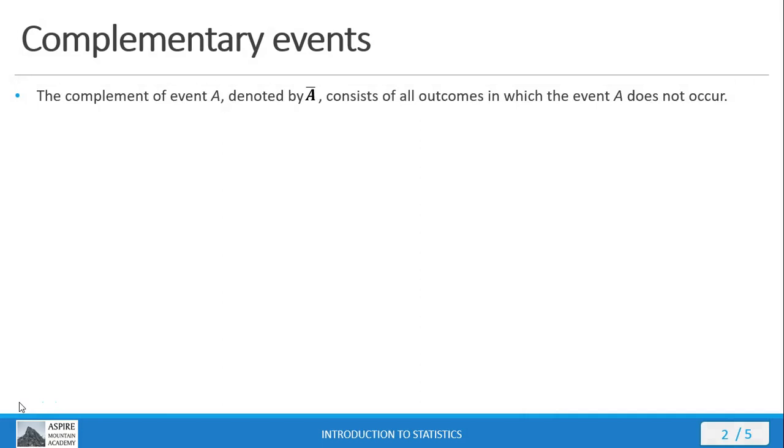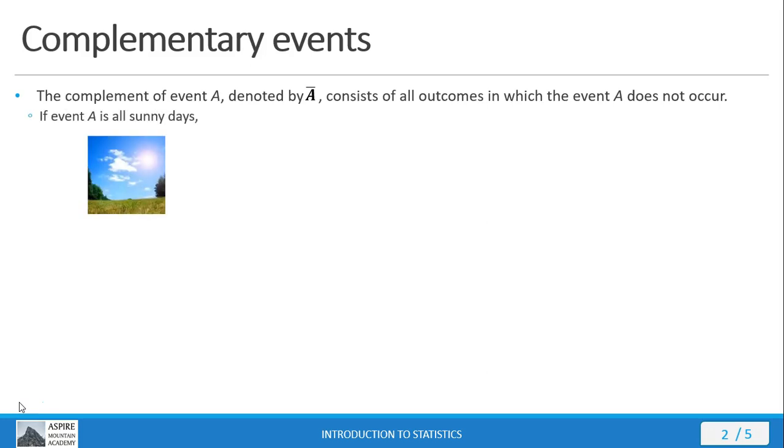First, we need to understand what complements are. The complement of event A, which we denote with A with a bar over it, usually when we read it with respect to probabilities, we say "not A." So the complement of event A, denoted by not A, consists of all outcomes in which event A does not occur.